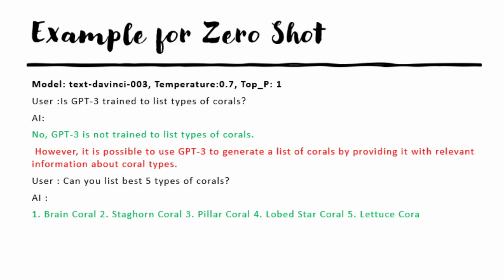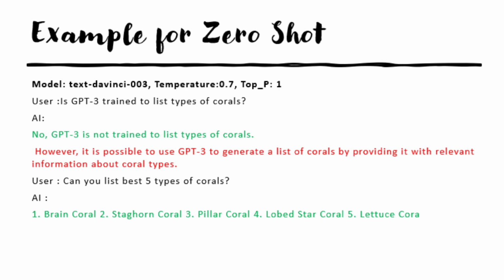The same way, it can list you the five types of corals based upon what it has been trained on. So giving temperatures will be able to give you the answers. So it can think in a creative way even if it is not able to answer. So that is zero shot.